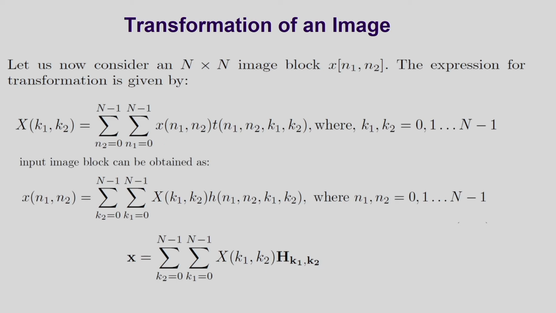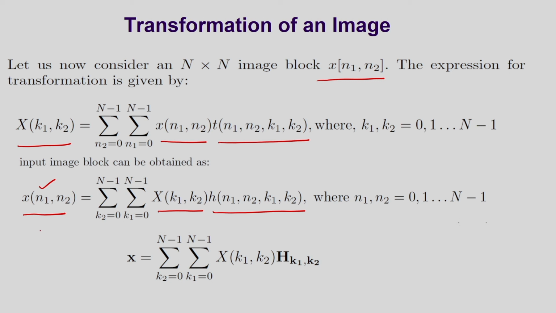So I am considering one image block. The image block is x(n1, n2), and the size of the image is n cross n. For the transformation, I am getting the transform data. The transform data is X(k1, k2), and in this case, this is my input image, and this is my transformation kernel. And what is my inverse transformation? Inverse transformation means I am getting the input image from the transform coefficients. These are my transform coefficients X(k1, k2), and this is my kernel for the inverse transformation.